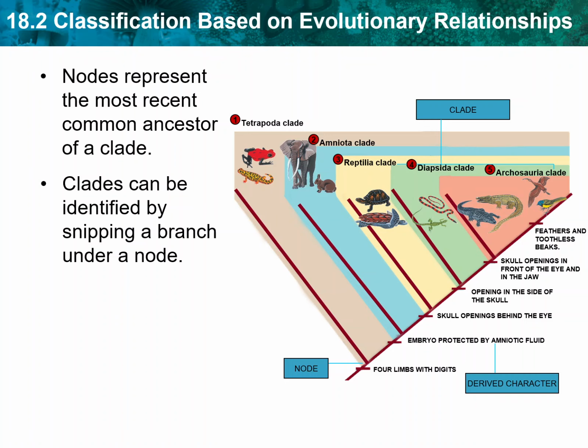This clade includes turtles and tortoises, lizards and snakes, crocodiles and alligators, and birds. As you can see, each clade is nested within the clade that forms just before it. There are 5 clades in the tetrapod cladogram. Crocodiles, alligators, and birds belong to all 5 clades.